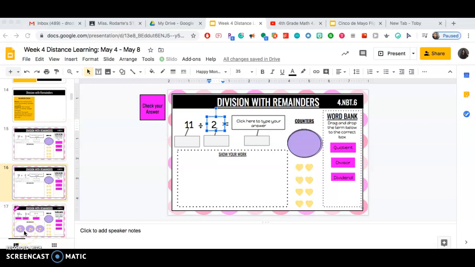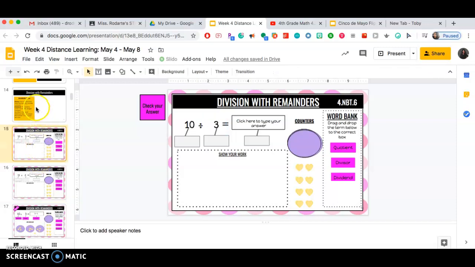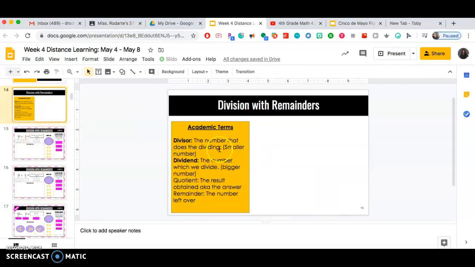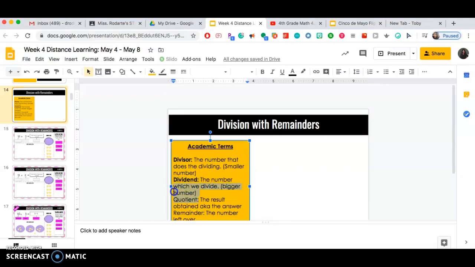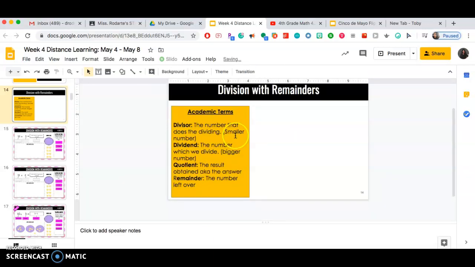Hi students, so this week's math focus is division with remainders. Before I show you how to do the steps in completing this problem to get your answer, we need to review some important academic terms. So those academic terms are divisor, dividend, quotient, and remainder. So, divisor.